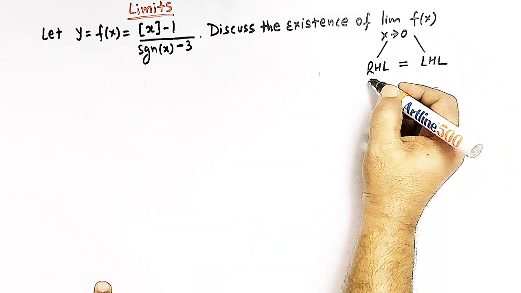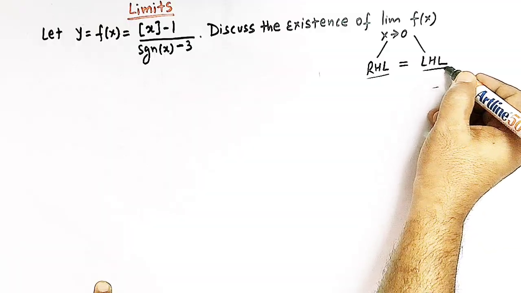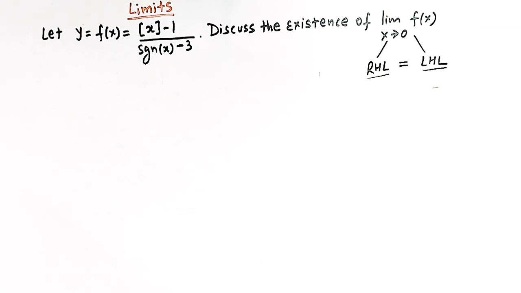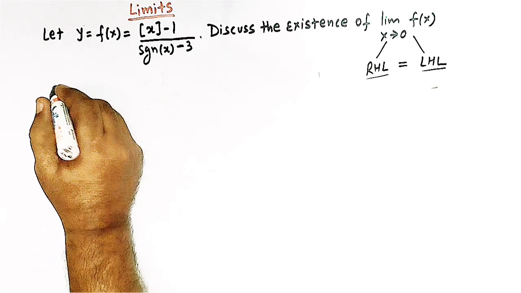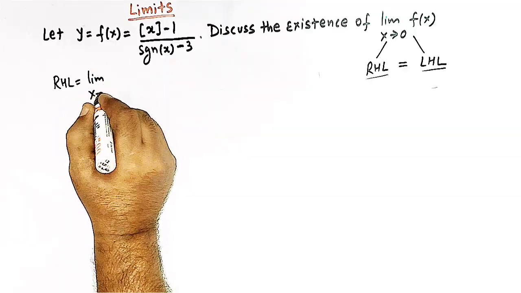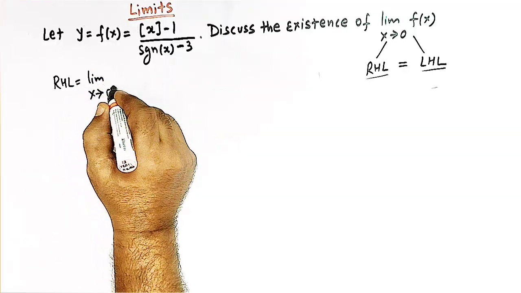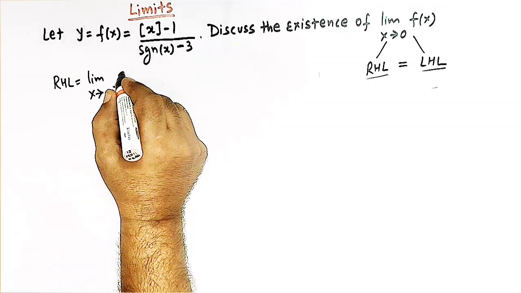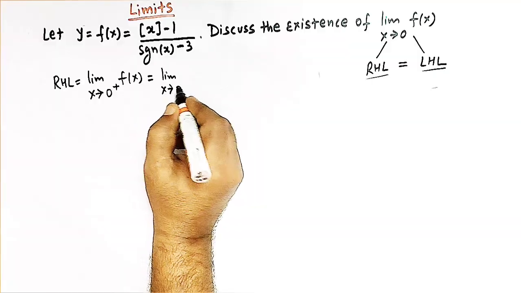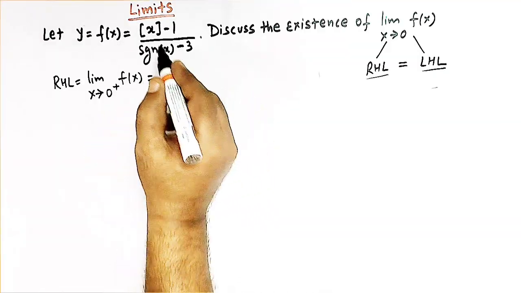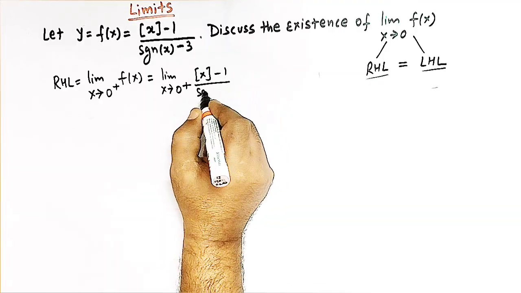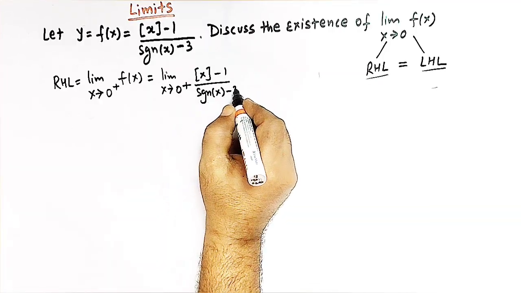So this limit exists if the right hand limit exists and the left hand limit exists, and both the limits are equal to each other. So now the notation for right hand limit is given by limit, and here we have x tends to 0, and here we put a positive sign, and here we have f of x. So we can now write limit x tends to 0 plus, and here we have f of x, that is greatest integer of x minus 1 over signum of x minus 3.